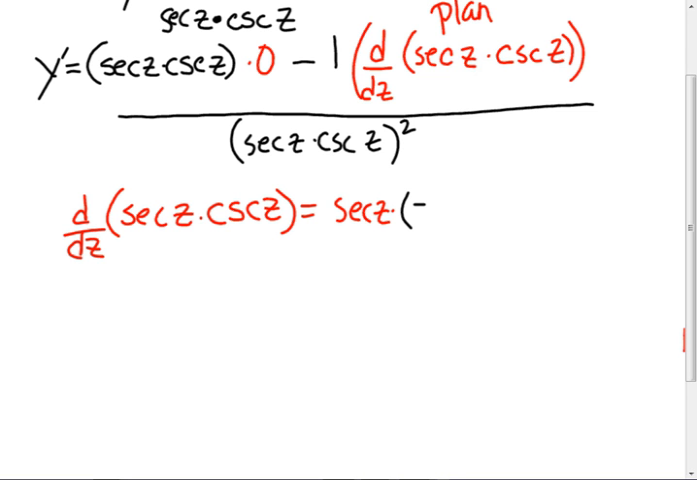Negative, because cosecant. Well, the derivative of secant is secant tangent, so the derivative of cosecant is negative cosecant cotangent, plus, then I leave the cosecant alone, times the derivative of secant, which is secant tangent. Because I've memorized it.